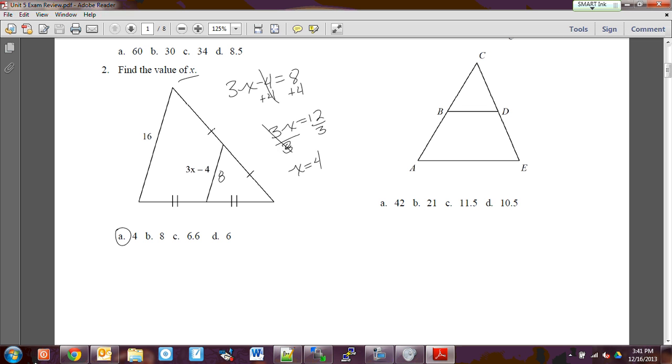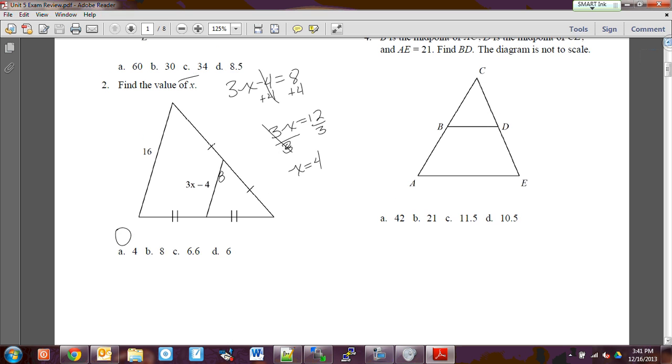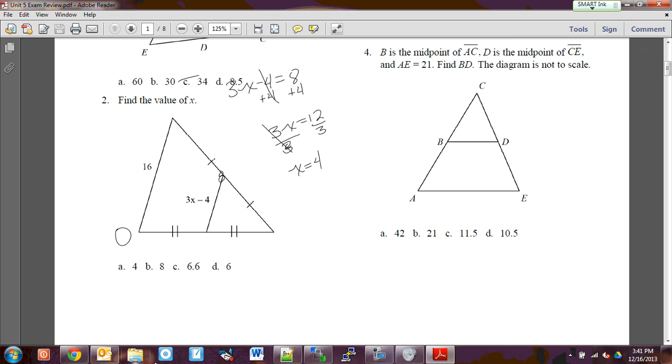All right, now I'm going to have to move up here a little bit to get to the next one. It says B is the midpoint of AC. So we know this is congruent to this. And D is the midpoint of CE, so we know this is congruent to this. So we know BD is a mid-segment. We know that it's going to be half of AE. AE is 21, so 21 divided by 2, 10.5. Okay, because it's simply 21 divided by 2. All right, BD is half of AE, or AE is 2 times BD. All right, pretty simple. Let's move on.